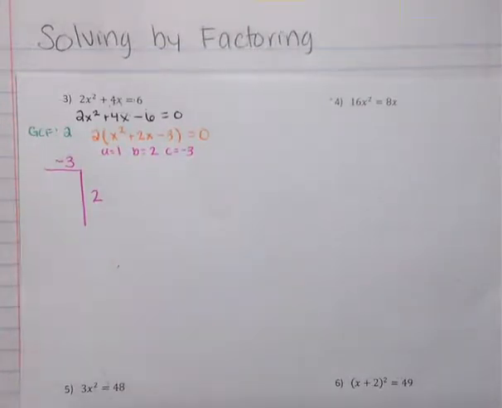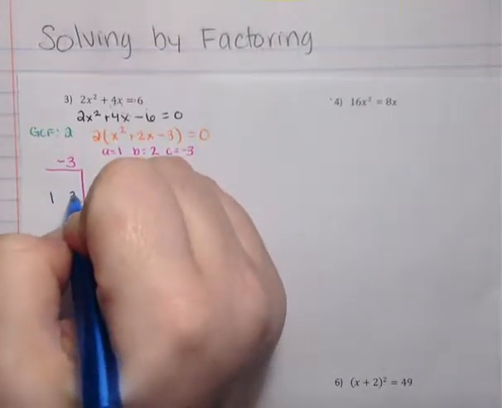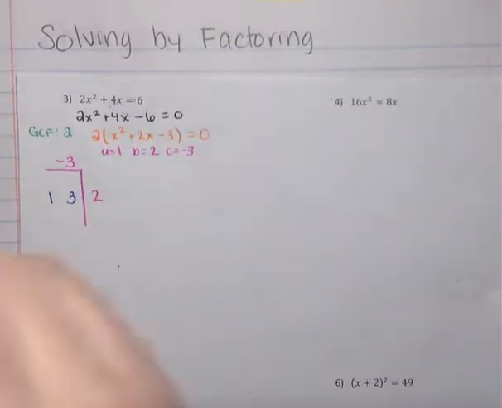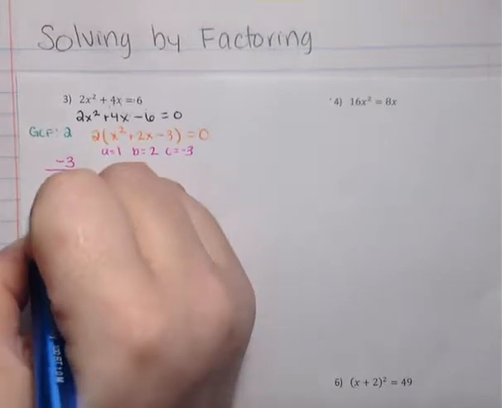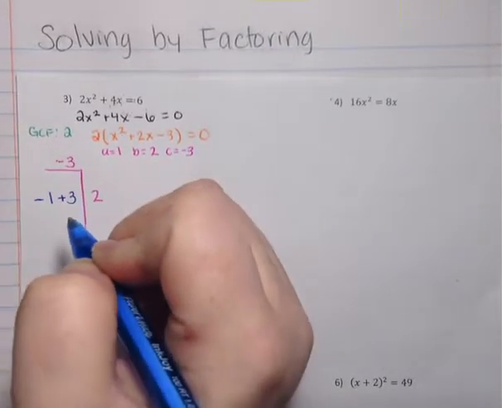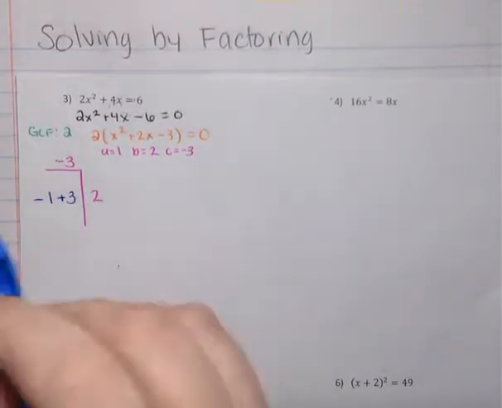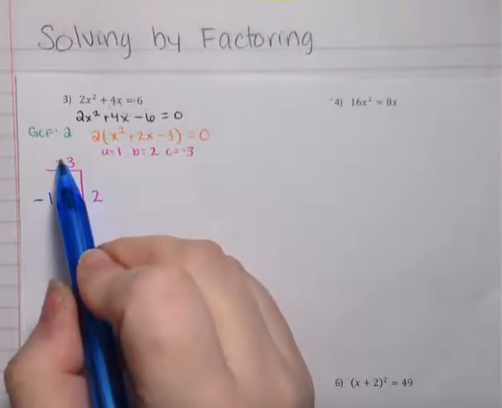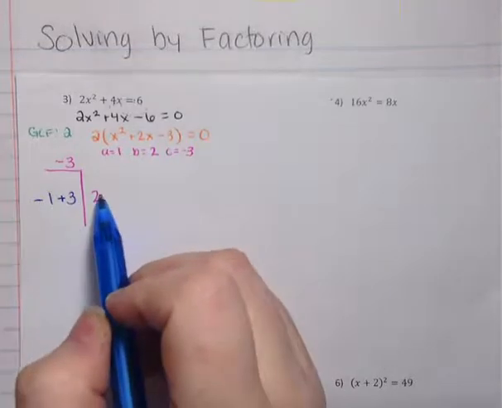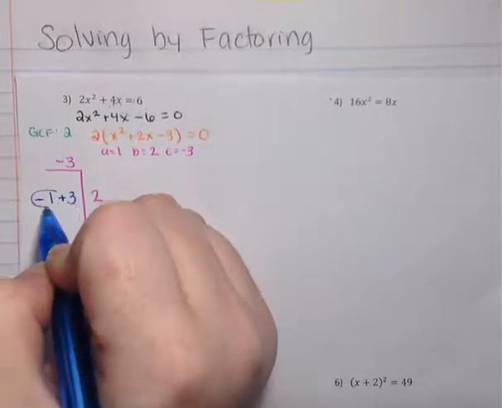The numbers that will multiply to 3 are 1 and 3. And in order to make this a 2, if we have 3 minus 1, we'll get a positive 2. So we'll have a positive 3 and a negative 1. Now to make sure it works correctly, negative 1 times positive 3 is negative 3, and 3 minus 1 gives us a 2. So this is our MACAB.